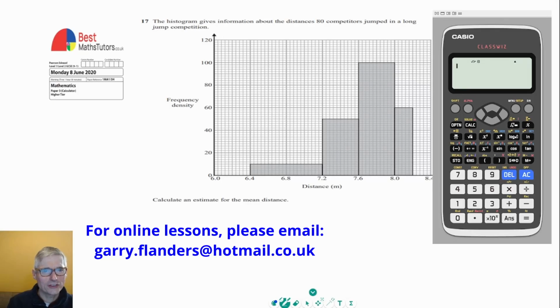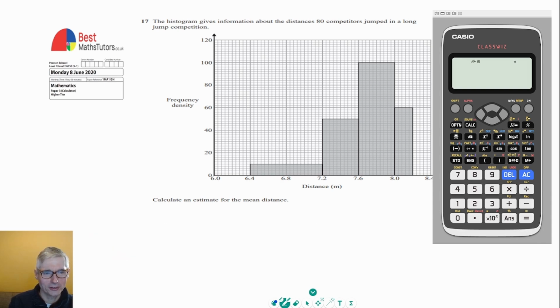This is question 17, and it's a question about histograms. It says that we've got a histogram that gives information about the distances 8 competitors jumped in a long jump competition. So we can see we've got the frequency density on this axis, and it's the fact that it's the frequency density rather than the frequency that makes it a histogram. And we've also got the distance jumped on this axis. And what we've got to do is work out the estimate for the mean distance jumped.